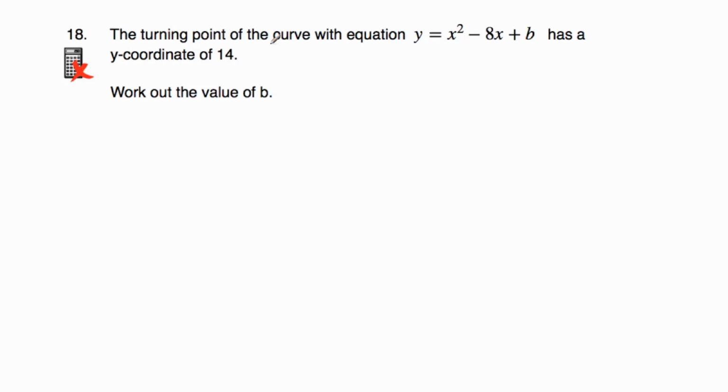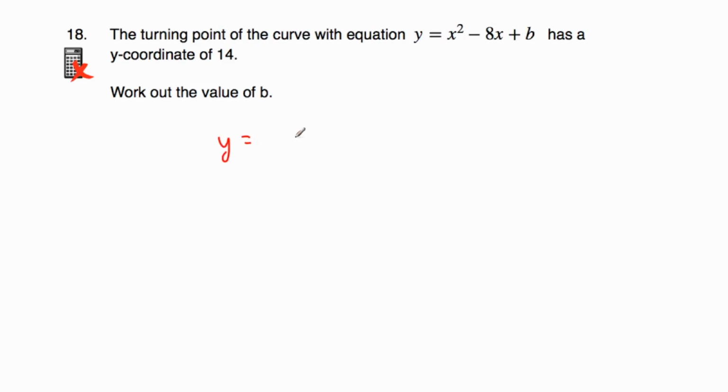So question number 18 says the turning point of the curve of equation y equals x squared minus 8x plus b has a y coordinate of 14. Find the value of b. So here we normally know this value for b, and we can do completing the square to find the coordinates of the turning point. What I'm actually going to do is completing the square for what we've been given.